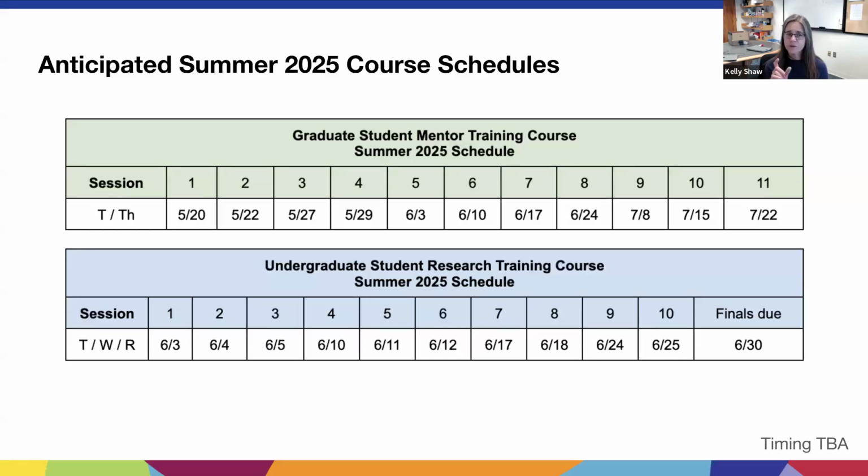This is our anticipated summer schedule. For the graduate students, it actually goes throughout, starting in May and through July, and that's because we want those grad students to have support throughout the entire time they're mentoring the undergraduate students. The undergraduate training course starts in June and ends in June. So it's all crammed into a single month so that they have that knowledge to be able to use during the rest of the summer.